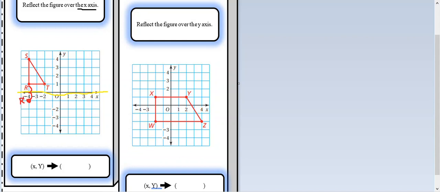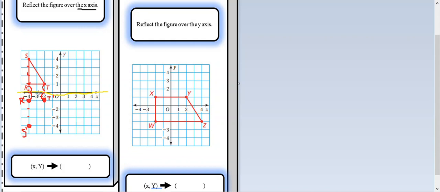And I can do the same thing for T. I see T is one spot away from that x-axis. So I'm going to move that same distance the other way, and that's going to be my new point for T. And that's going to be T prime. And then I can do the same for S. S I see is 1, 2, 3, 4 away. So 1, 2, 3, 4 away. And that is going to be S prime.